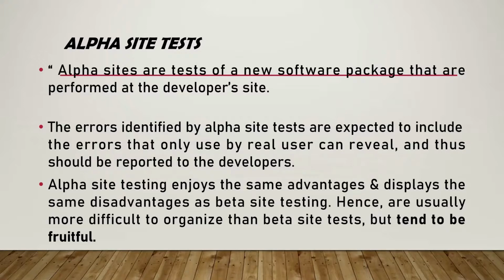Alpha site tests are tests of the new software package that are performed at the developer site. The errors identified by alpha site tests are used by users and can reveal errors, and thus should be reported to the developers. Alpha site testing enjoys the same advantage and displays the same disadvantage as beta site testing. Hence, they are usually more difficult to organize than beta site tests, but tend to be fruitful.